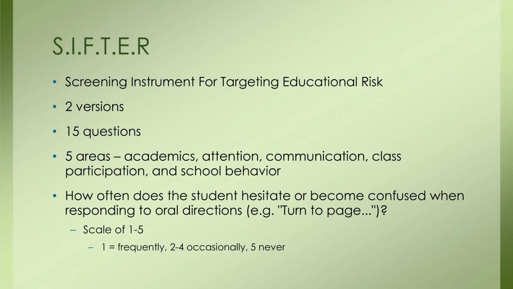These questions ask you to assign a score on a scale of 1 to 5 for each item. So if the question is, how often does the student hesitate or become confused when responding to oral directions, such as turn to page, whatever? Your scale of 1 to 5 might read 1 would be frequently, 2 to 4 would be a range for occasionally, and 5 would be never. The norms are listed on the screening tool so you can easily see where the student falls.